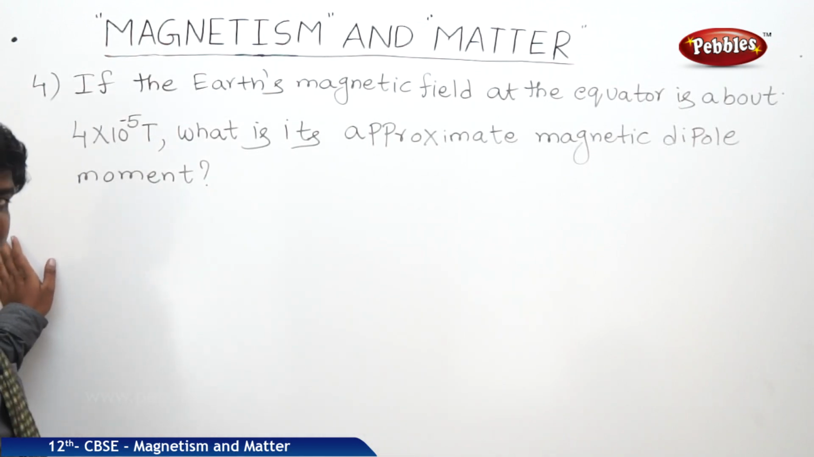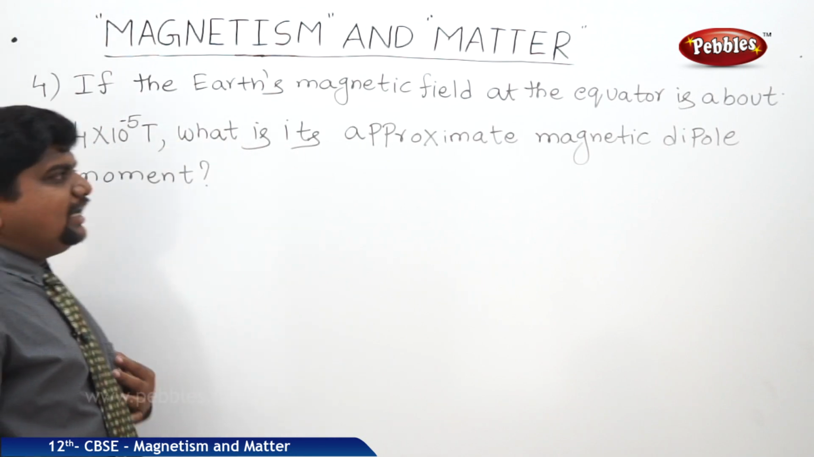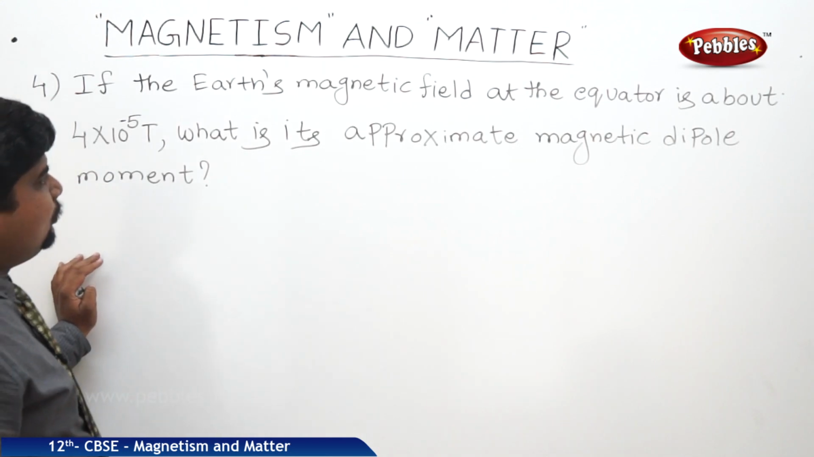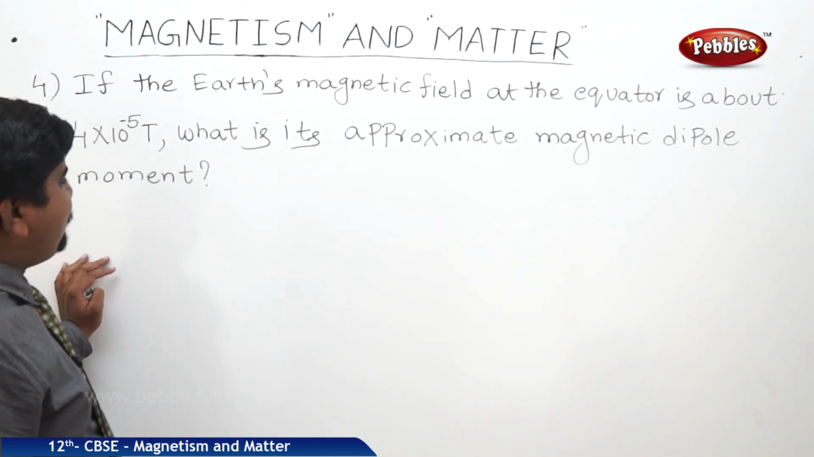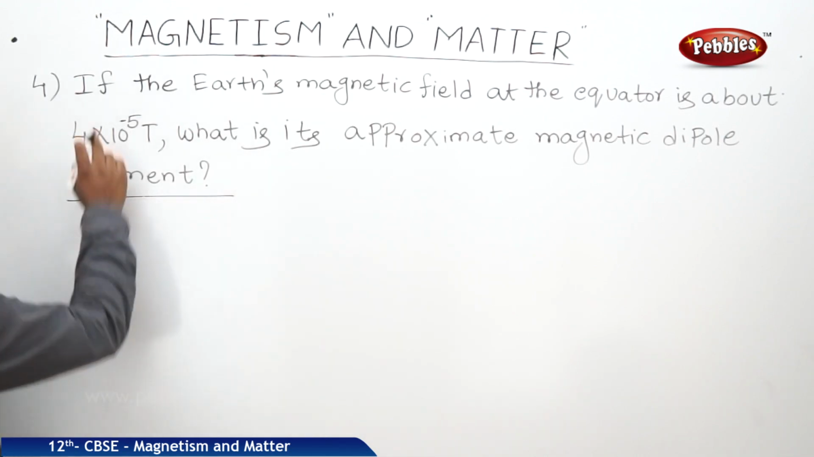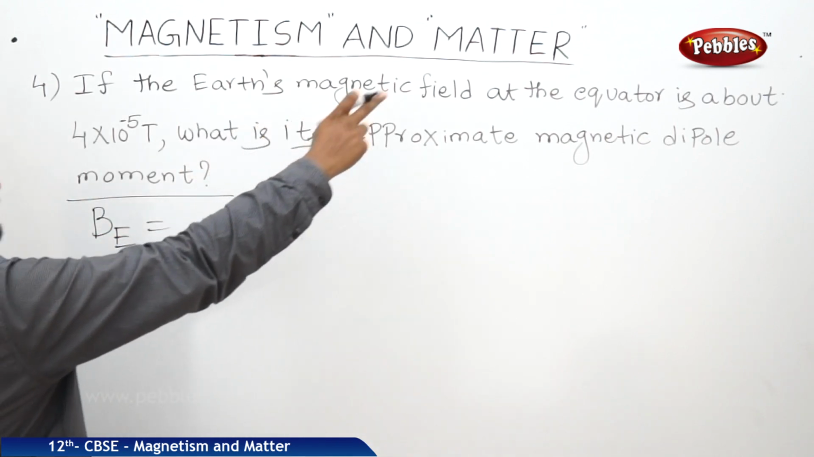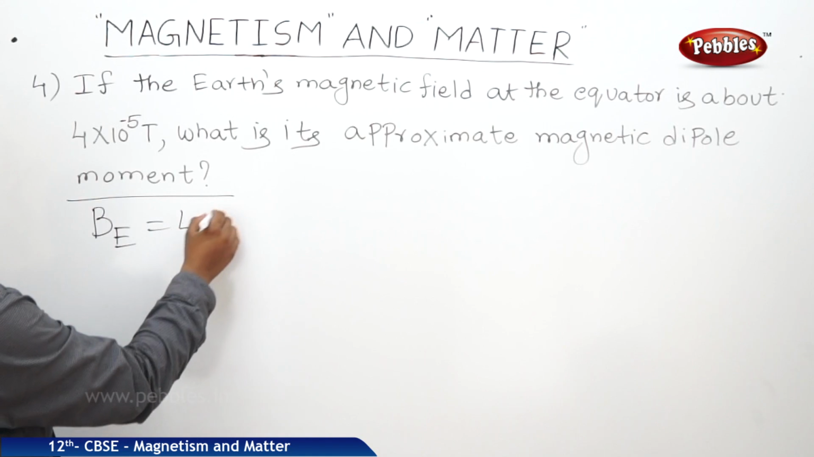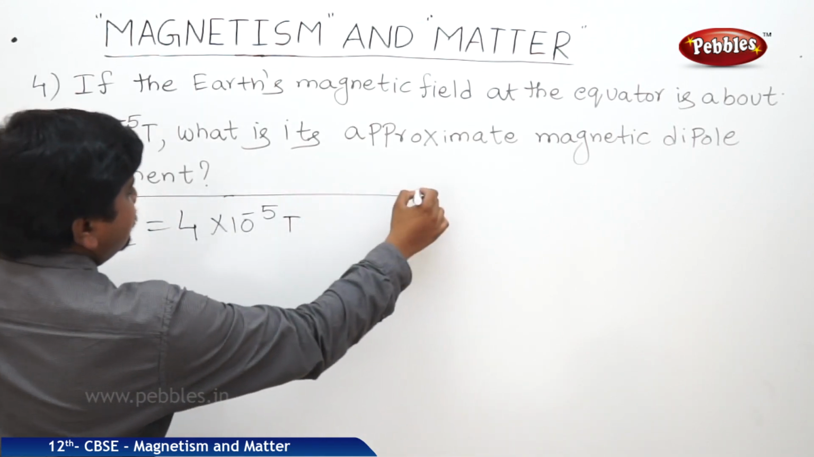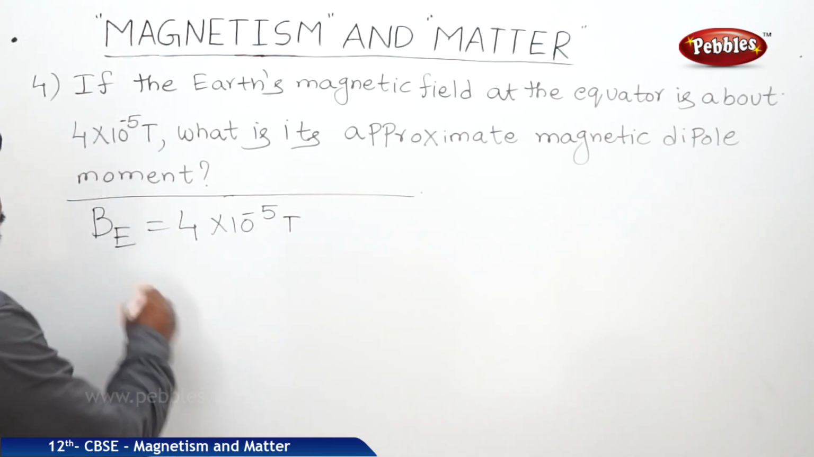So this problem relates the Earth's magnetic field to the B values. If the Earth's magnetic field at the equator is about 4 into 10 to the power of minus 5 Tesla, what is its approximate magnetic dipole moment? So BE, magnetic field at the equator, is 4 into 10 to the power of minus 5 Tesla. We should find out its approximate magnetic dipole moment.